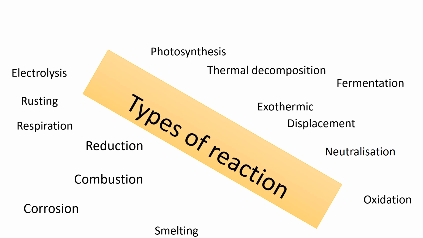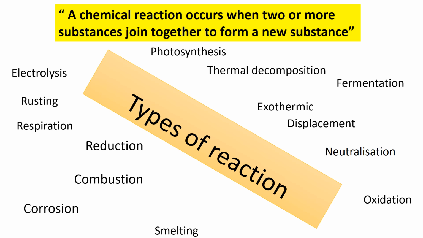So a chemical reaction, you should hopefully remember, is when 2 or more substances join together to form a new substance. So a chemical reaction occurs when 2 or more substances join together to form a new substance. If you need to pause the video and correct your answer, then pause the video and correct your answer now. Okay, so those are our example types of reactions, and that is our definition of a chemical reaction.